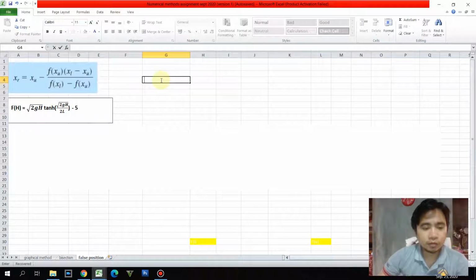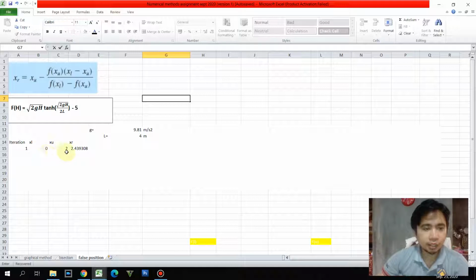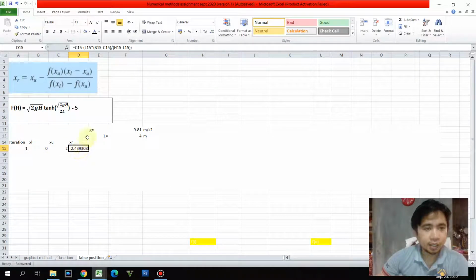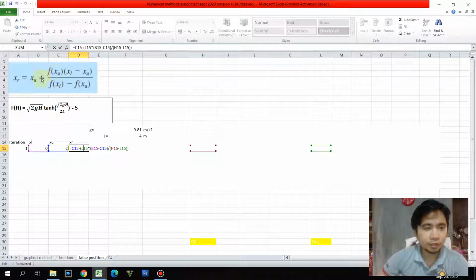Okay, for the false position method, we have a similar procedure to that of the bisection, but this time we need to involve the function of r derived from xr. And instead of the average of the upper and lower limit, this time we are going to use this formula for the xr. Again, we place here the constants. The acceleration due to gravity is 9.81 and the length is 4 meters. We reflect xl, xu, and xr. And this time xr is derived with this formula.